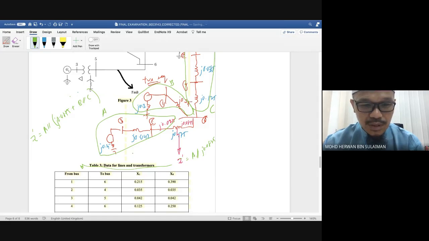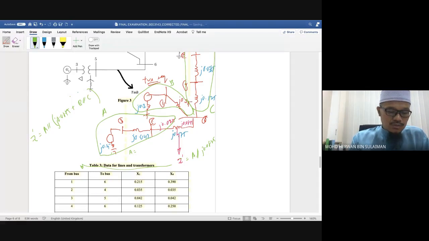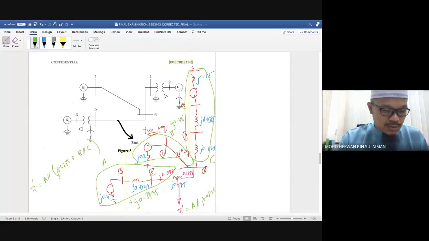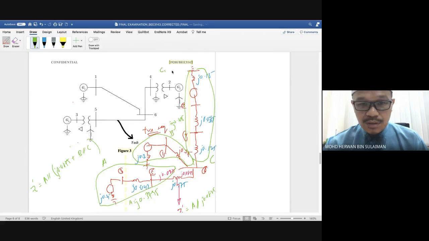So find A, what is A? Try to calculate. A is j0.0875 plus j0.042 plus j0.25, so A is j0.3795. What is B? B is j0.415. C is j0.15 plus j0.035 plus j0.125, so C is j0.31.